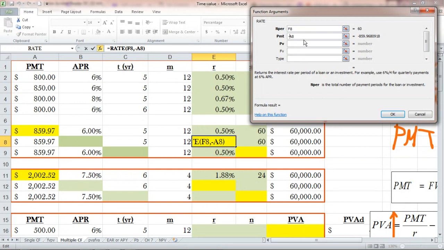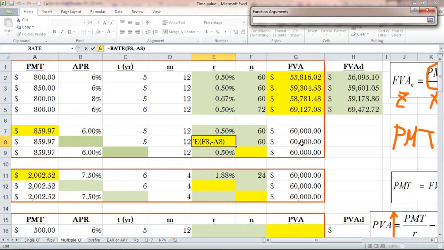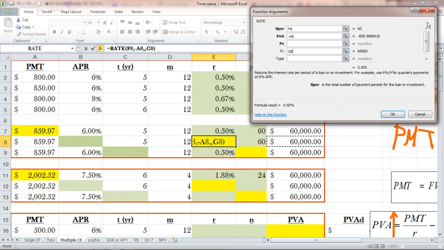And then there's no present value, but we have future value. So enter future value, right? And what is type? Type means whether it is ordinary annuity or annuity due. If it is ordinary, and by default, ordinary annuity is assumed. We assume ordinary annuity.